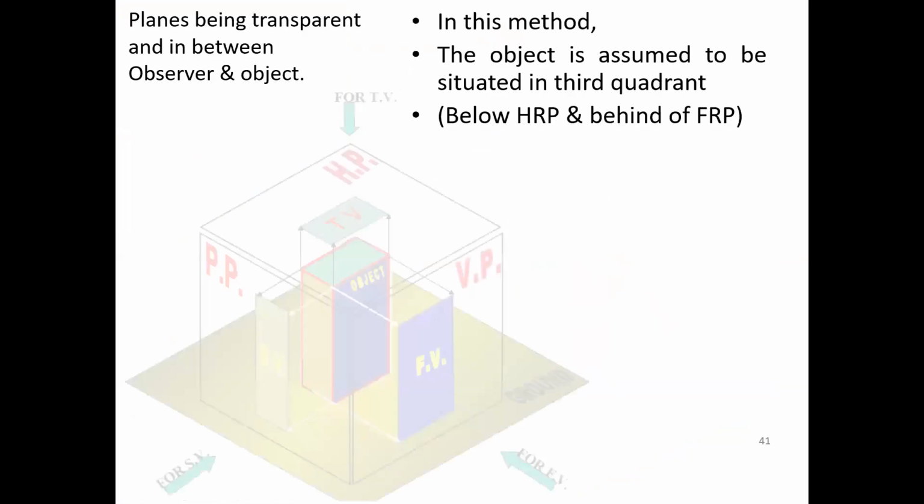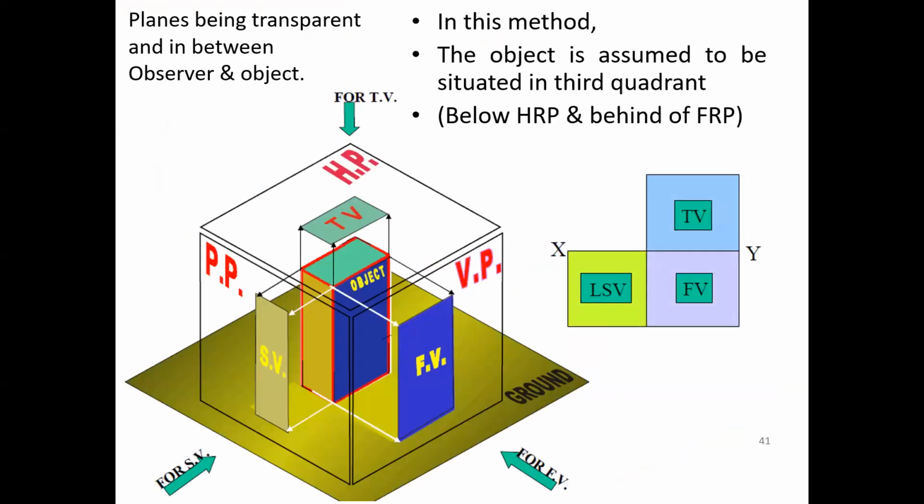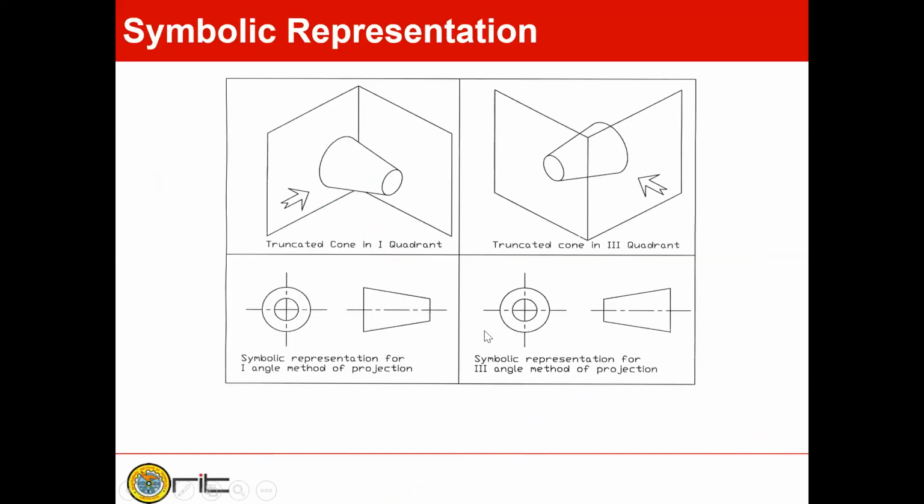Okay, so now you can see the left hand side view you will get below the XY line, side by side with the front view, and the top view is above the XY line. Okay, so this is what the third angle projection is. In the first, there are also representations of the first angle and third angle symbols.